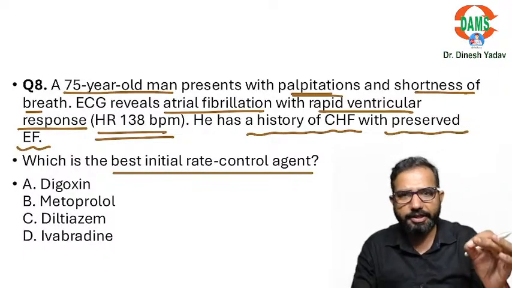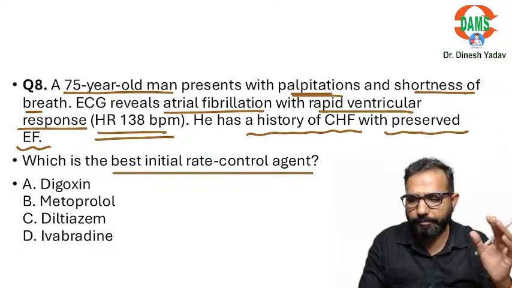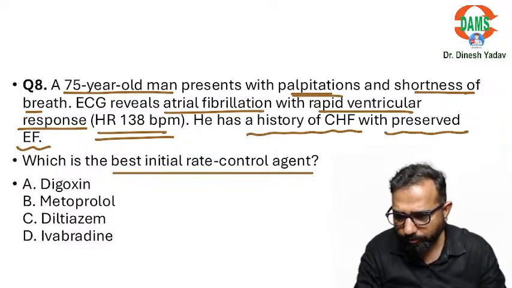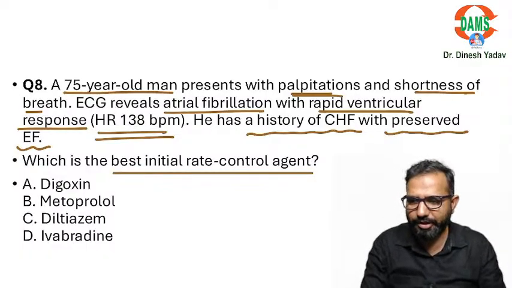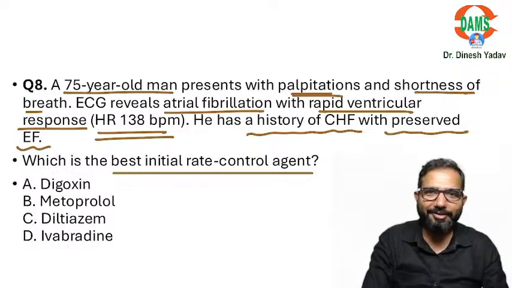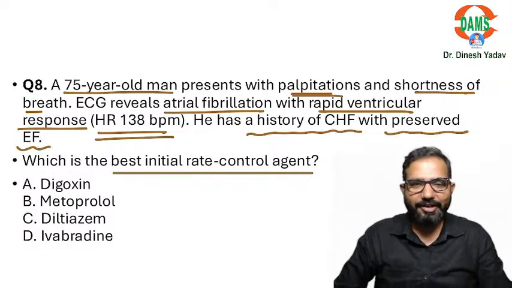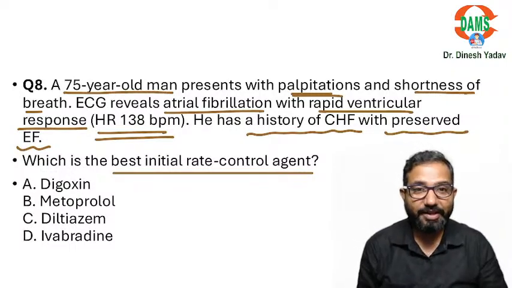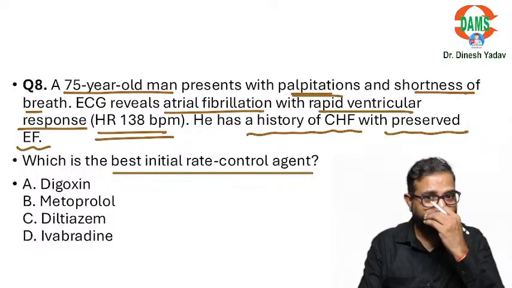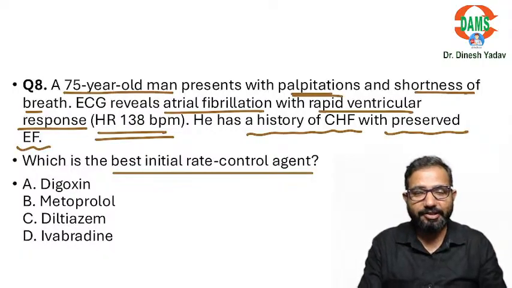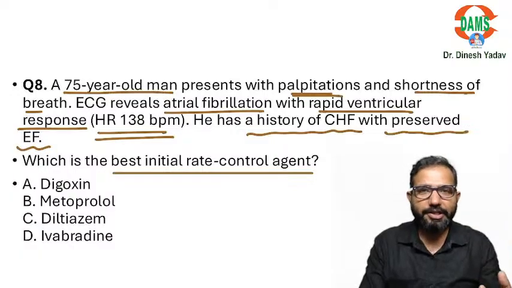Options are digoxin, metoprolol, diltiazem or ivabradine. Okay. Anshita is saying, sir, in CHF with atrial fibrillation we give digoxin. No. Read the question carefully. Digoxin is the drug which is an inotrope. Why do we use an inotrope in this patient? This patient has a preserved ejection fraction. Why unnecessarily give the inotrope?